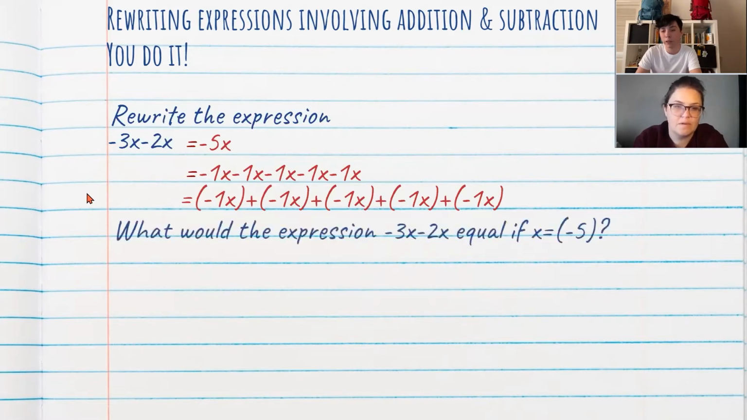Okay, so what would the expression negative 3x minus 2x equal if we know that x equals negative 5? So take a moment in your notebook and fill in negative 5 for your variable and see if you can come up with the answer. Pause the video and resume when you're ready. So now that you plugged in negative 5 for the variable, you should have come out with the answer of 25.